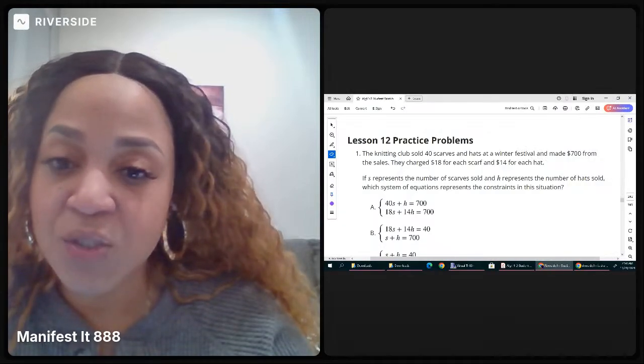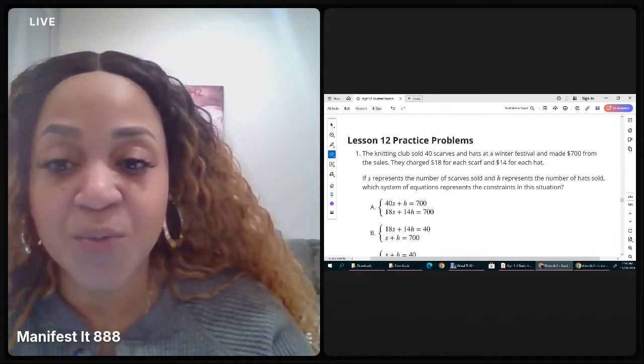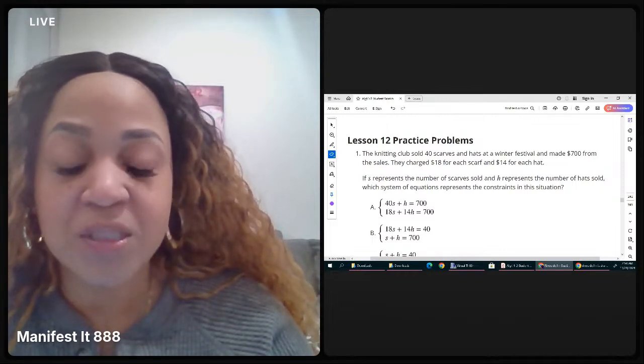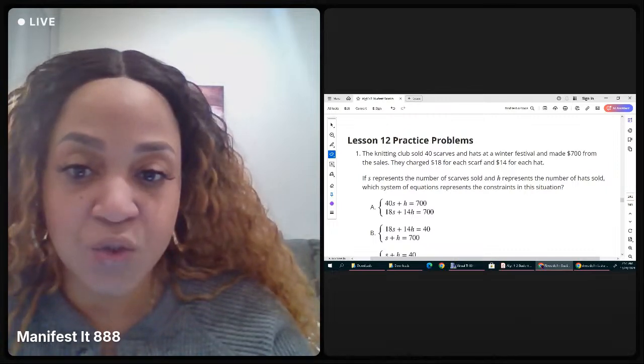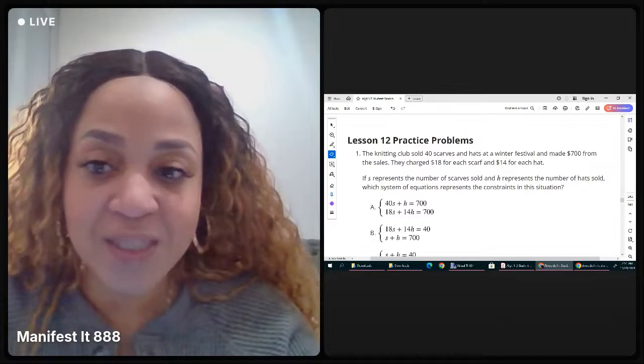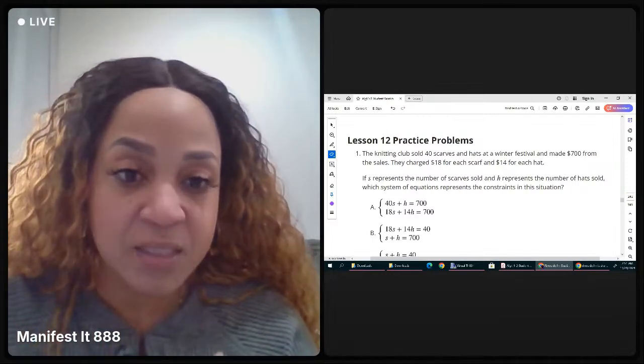They charged $18 for each scarf and $14 for each hat. If S represents the number of scarves sold and H represents the number of hats sold, which system of equations represents the constraints? Okay, so the first constraint that we have is that altogether we had 40 scarves and hats.